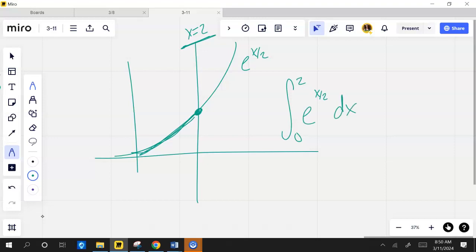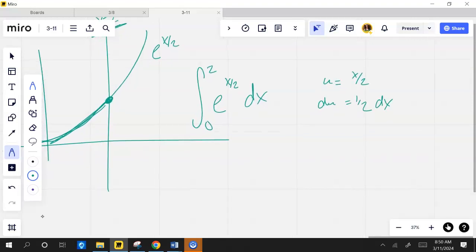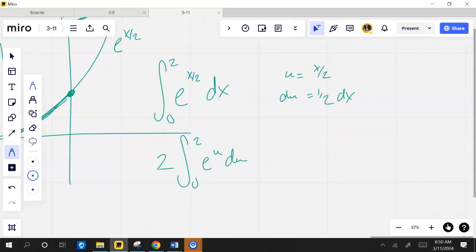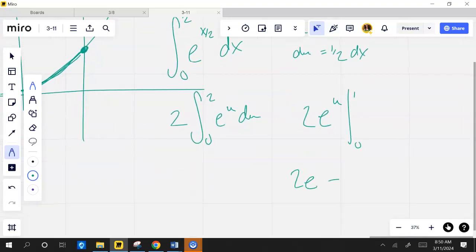I did have to do a small u substitution here. I let u be x over 2, so du was 1/2 dx. So I countered with a 2 outside, from 0 to 2, e to the u du, and whenever I did the antiderivative here, I adjusted these bounds. 0, 2 over 2 is 1. So I got 2e minus 2e to the 0, so 2e.